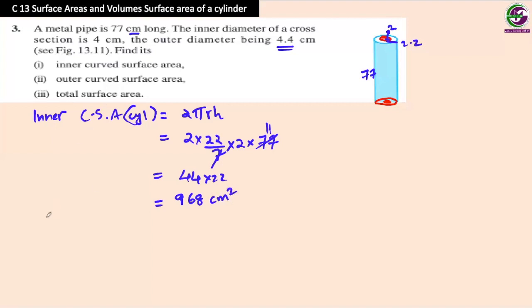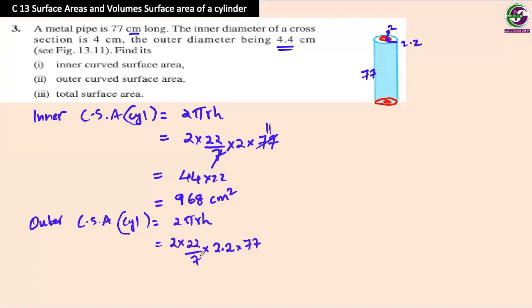Next part is outer curved surface area. Again, the same rule, 2 pi r h, which is equal to 2 times 22 by 7 times... You can also apply 2r equal to diameter and then solve it. But we usually need r many times, so we directly apply radius. Outer radius is 2.2 times the height 77 again. So we can simplify, which is equal to 1064.8 centimeters square.